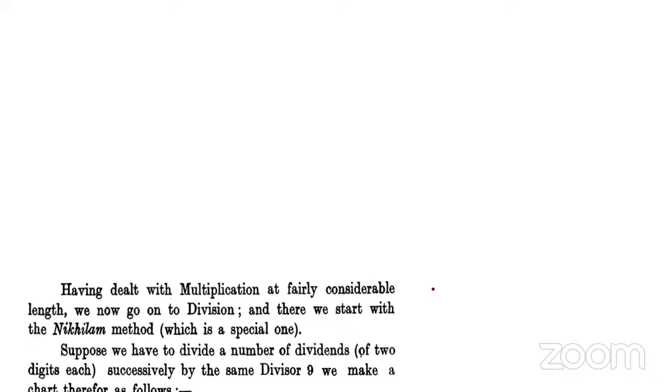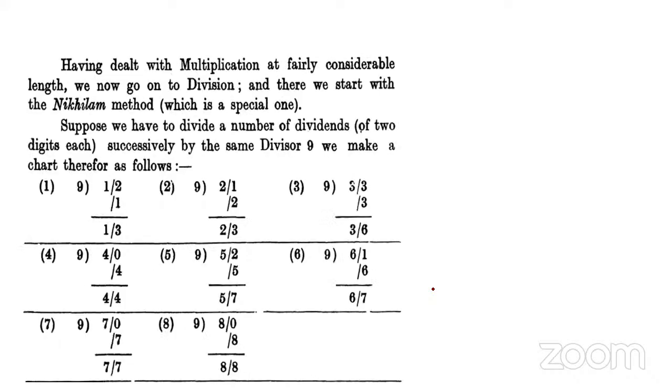This is a special case. We have already dealt with Nikhilam Navatashcaramam Dashatah in the multiplication chapter. Now we are going on to divisions. First of all, Swamiji took a 2-digit dividend and a divisor of 9. If you first understand how to divide with 9, later we will discuss everything regarding this division concept.